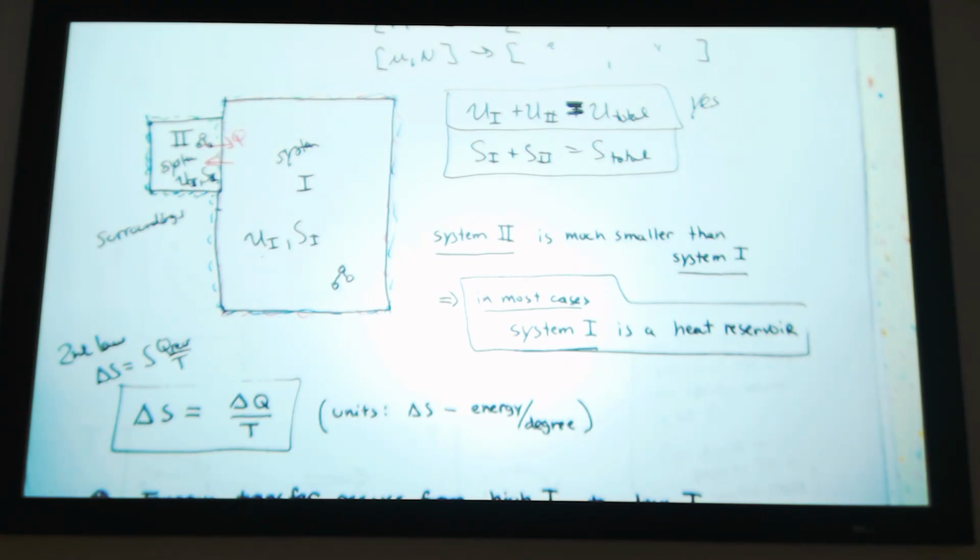Yes? Before we move on, let's say that system 1 is just a little bit bigger than system 2. At what point do you consider it a reservoir? I'm having a hard time explaining. How do you know when you can consider it a reservoir? When is the temperature of system 2, or system 1, going to be affected? How big is the system?